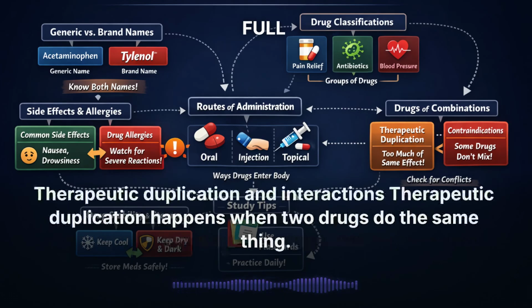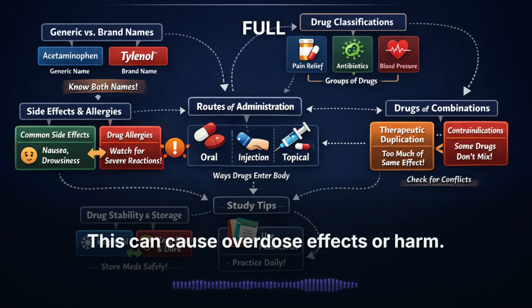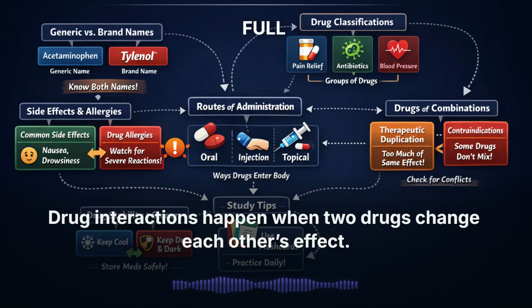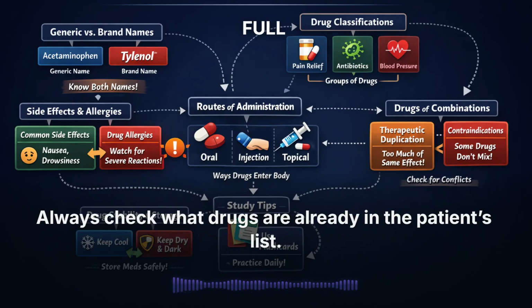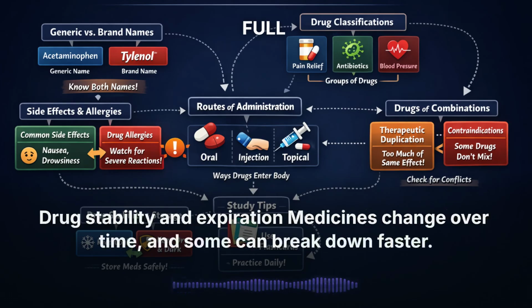Therapeutic duplication and interactions. Therapeutic duplication happens when two drugs do the same thing. This can cause overdose effects or harm. Drug interactions happen when two drugs change each other's effect. This can make them weaker, stronger, or unsafe. Always check what drugs are already in the patient's list.